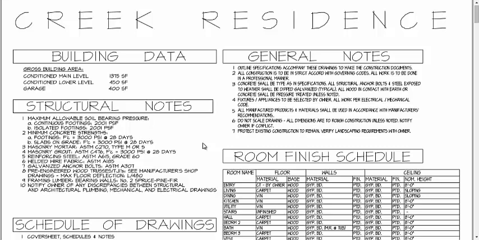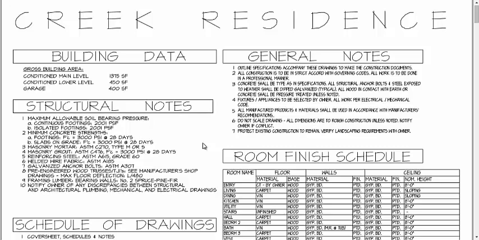Number 5 then says all manufactured products and materials should be used in accordance with manufacturer's recommendations. So that basically just says don't put materials in to do something they weren't intended to do. Number 6 says don't scale this drawing, and scale is a very important thing. I hope to remember before the video ends to show you where those videos are and how to use a scale, because we do have them here on Talon.